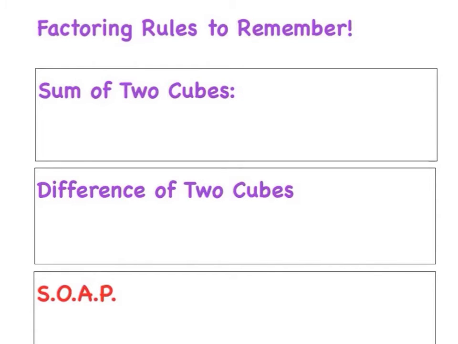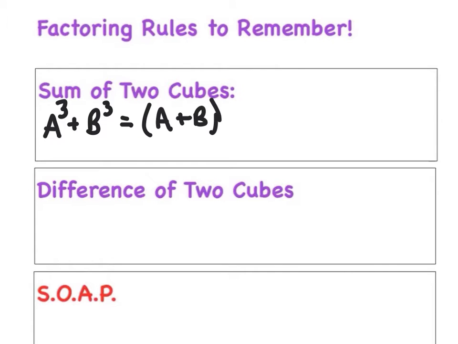So the sum of two cubes is going to look like a cubed plus b cubed, okay, equals, and pay close attention here, a plus b times the quantity a squared minus ab plus b squared. Whew. And you might be thinking, how the heck am I going to remember that? Well, we're going to try to give you some tools in the next few minutes to do that.